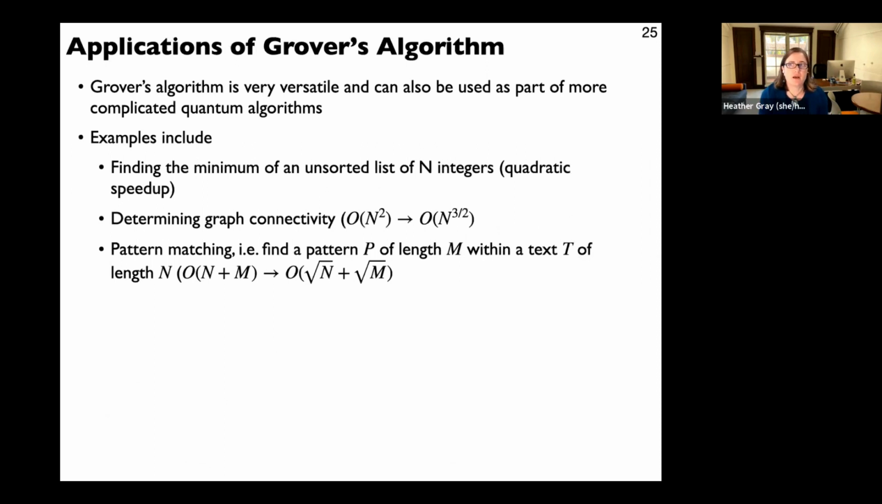As I mentioned, the algorithm is very versatile and can be used as part of more complicated quantum algorithms. Some of the examples include finding the minimum of an unsorted list of n integers, which gives you quadratic speedup, determining graph connectivity, and pattern matching, finding a match for a pattern P of length m within text T of length n, and many others. That's why it's a very useful algorithm.